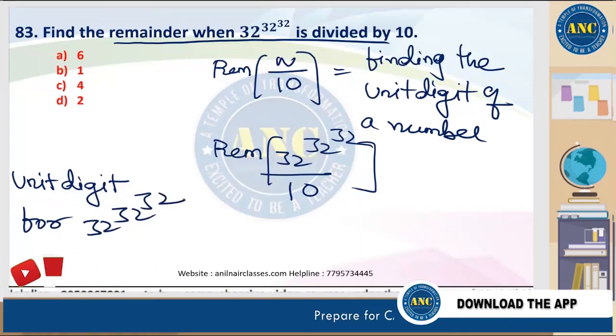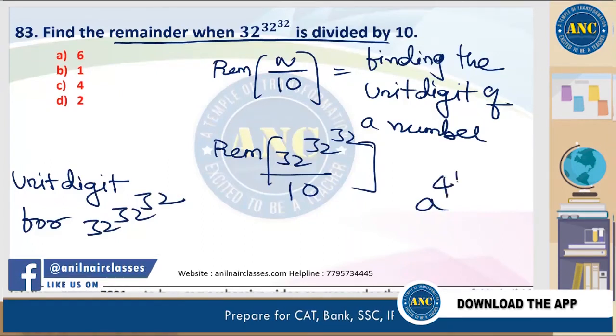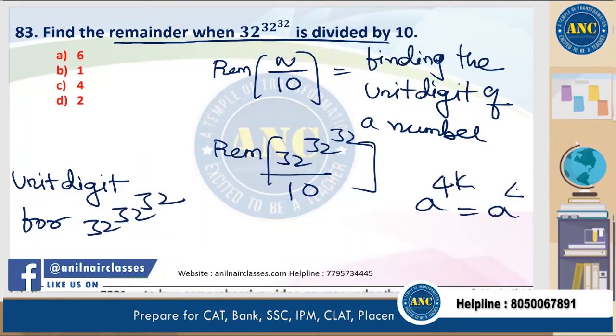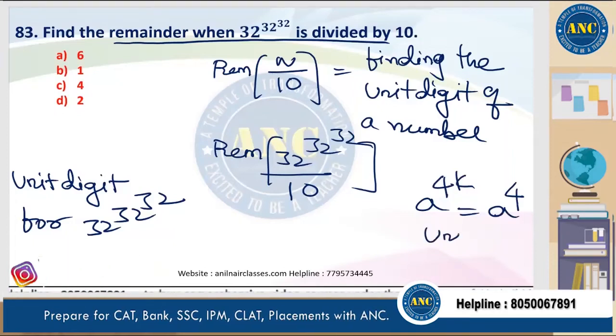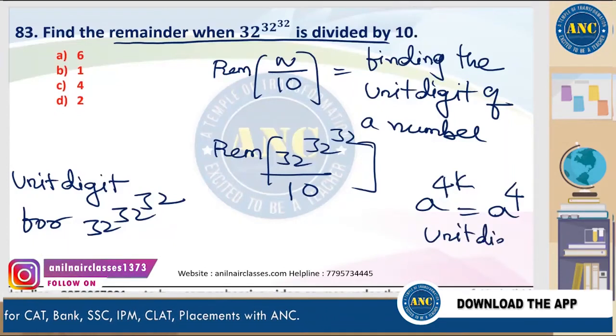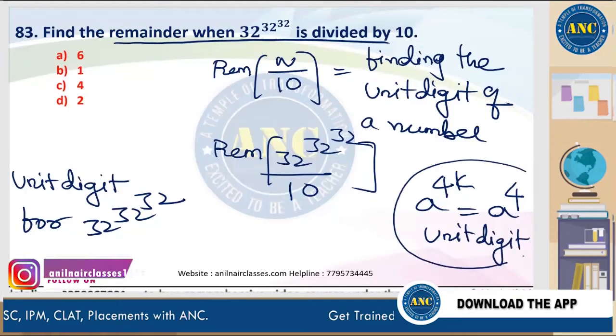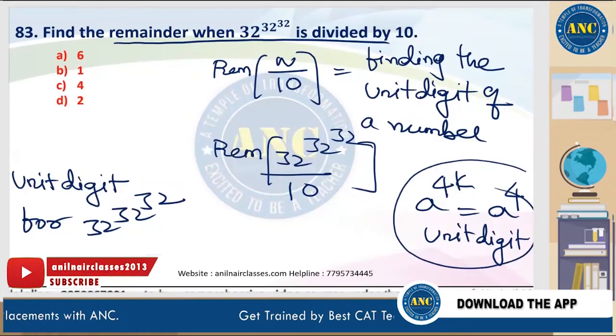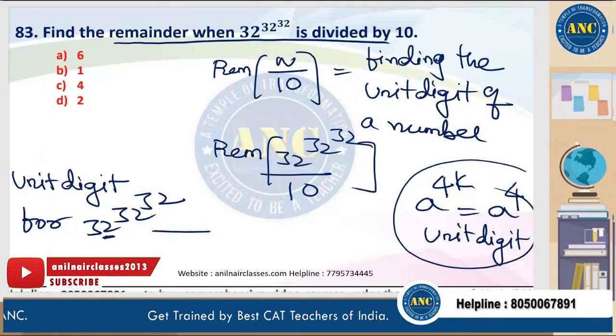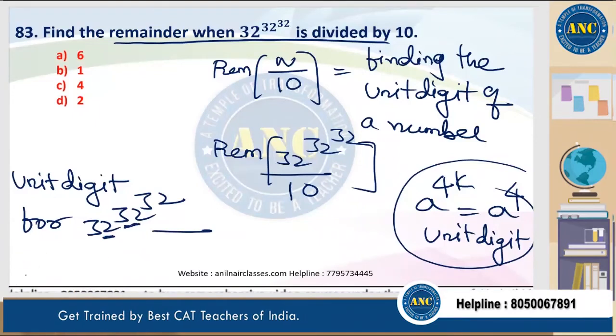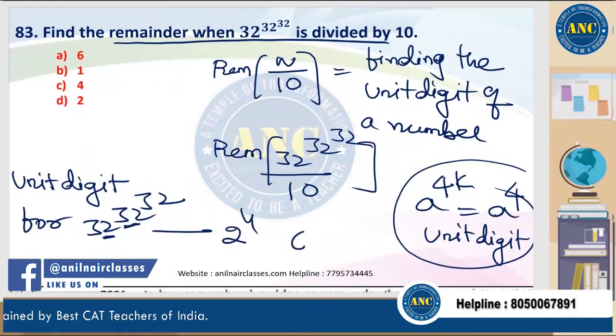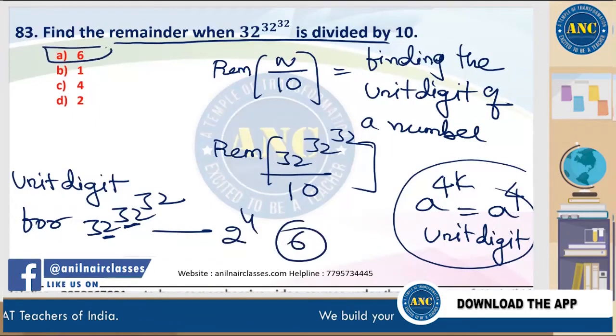32 power 32 power 32. Unit digit for a power 4k is nothing but a power 4. Unit digit is 2. 32 is divisible by 4. So 2 power 4, unit digit is 6. Finish.